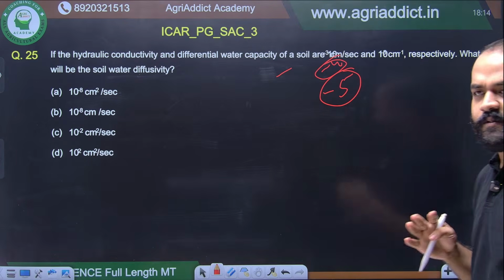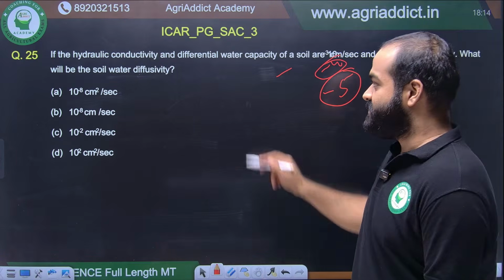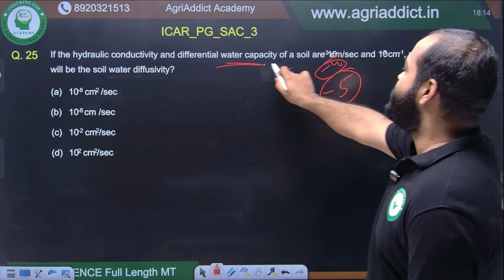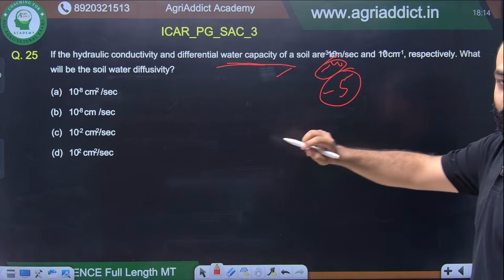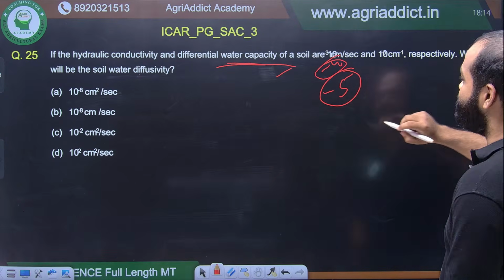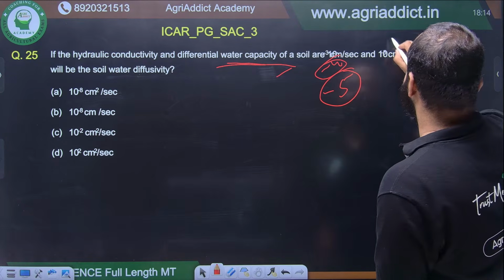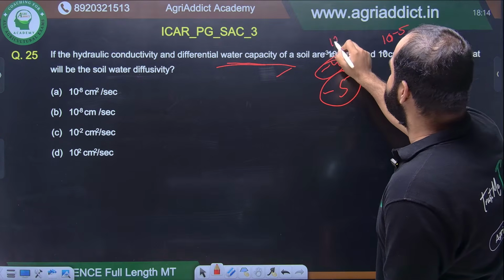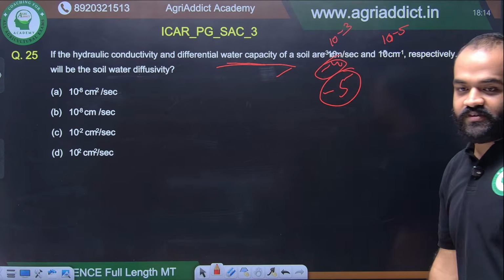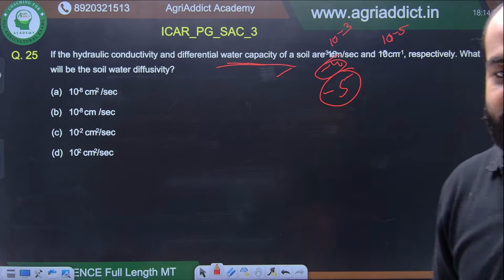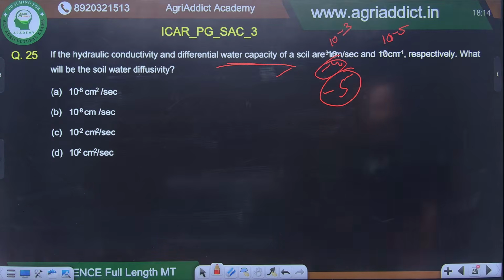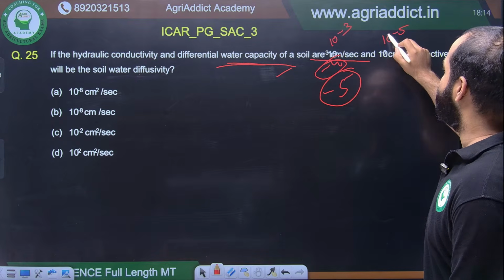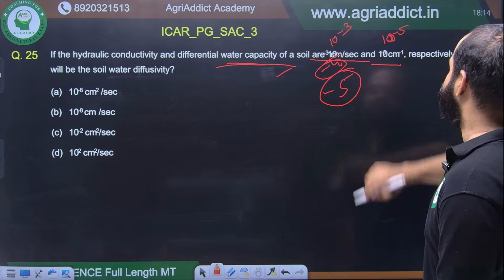Soil physics से तो भर के problems आता है, tensiometer, everything. So this is a very easy question. Tell me the answer. If the hydraulic conductivity and differential water capacity are, I think you cannot understand the numbers, right? Wait, I'll tell you. It is 10 to the power -5. It is 10 to the power -3. I'm really sorry for this. Value not clear. Now you can see 10 to the power -3 is the hydraulic conductivity. 10 to the power -5 is the differential water capacity.